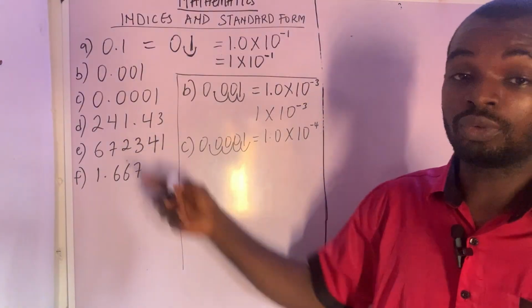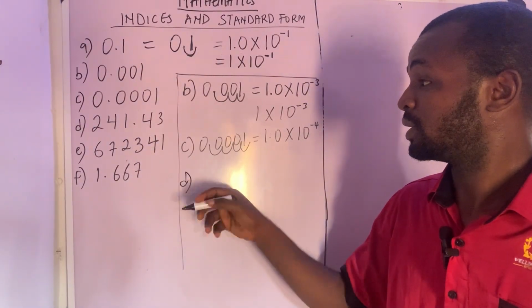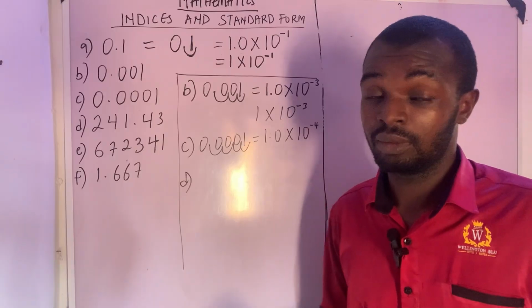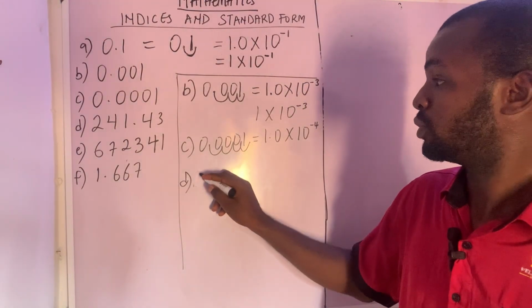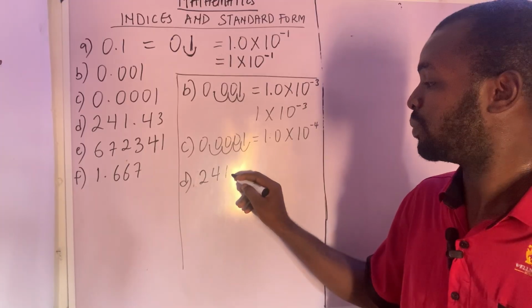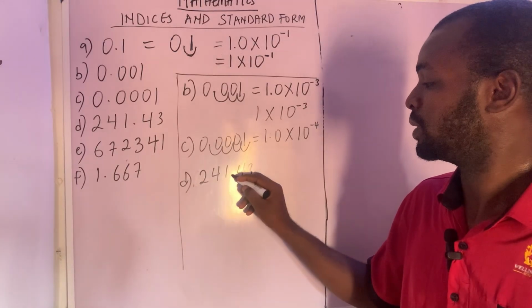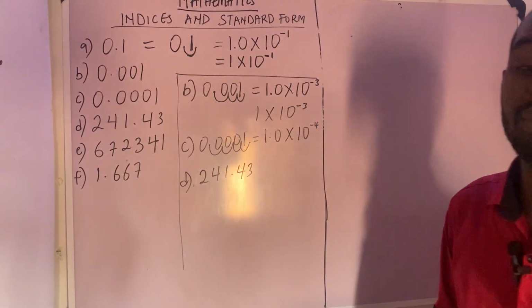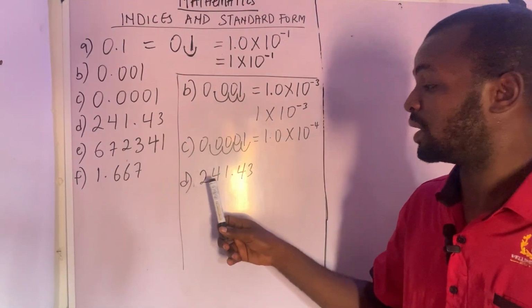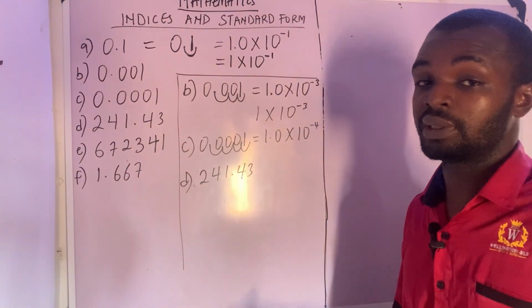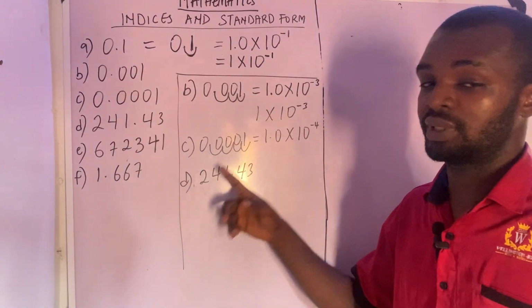Alright, going to D. D is looking somehow different. We're going to solve it. So we have 241.43. 241.43. What is the rule again? That after a number, you see the point. After the first number, you should see the point.